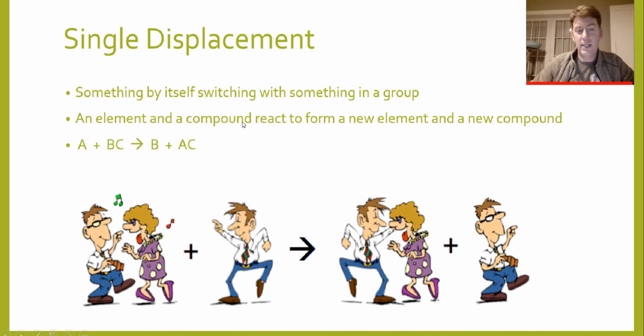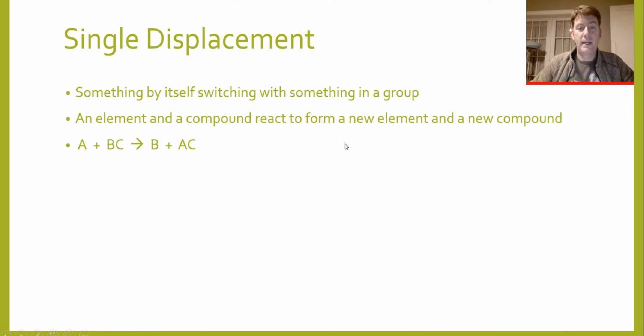So our analogy here, we got Bob and Susie dancing out there on the dance floor, and we got Stan over here by himself. He's single, right? Well, now he cuts in, and now Stan is dancing with Susie, and Bob is all by himself. He's the new single person. We have a new grouping here and something else that's by itself. So that's what makes it a single displacement reaction.